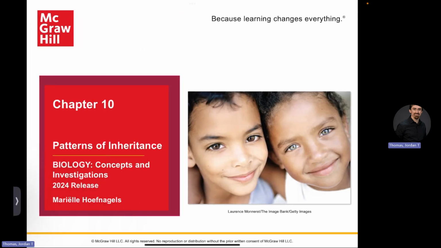Okay, for today, we are going to go over Patterns of Inheritance, Chapter 10. In the last unit, we finished off with meiosis. Meiosis is the process of producing gametes, haploid cells, or sex cells. These are cells that are used for sexual reproduction. An egg and a sperm come together to produce genetic variability and produce an offspring. Now, with that knowledge of meiosis and how it produces genetic variability, we're going to talk about inheritance.